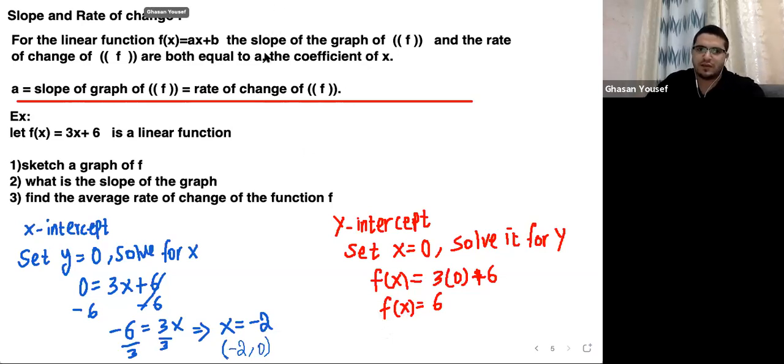This means the y-intercept. The x is 0, I mean x equals 0. So the point is (0, 6). So actually I get 2 points. The first point is (-2, 0). The second point is (0, 6). Now I can graph the linear function here for the first part.